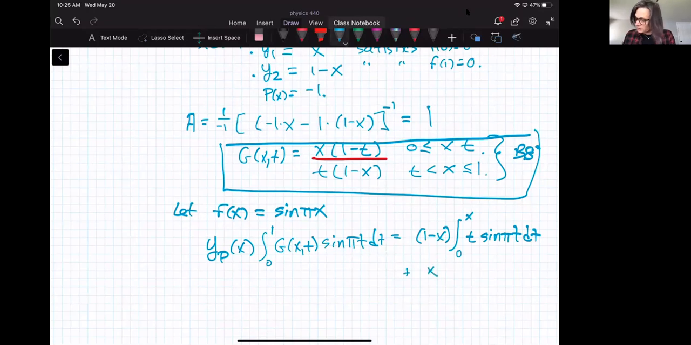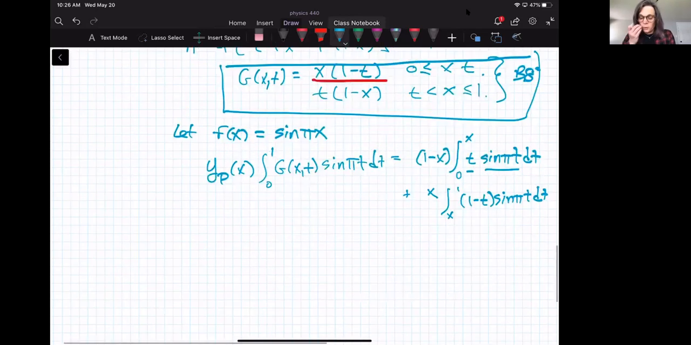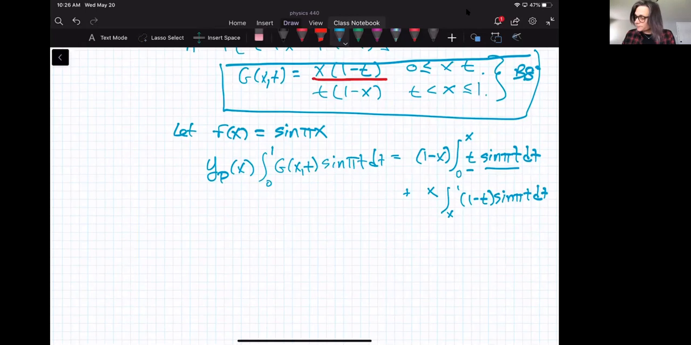Plus x now times the integral from x to 1 of 1 minus t sine pi t dt. Right? This is what our f of x is. This is our value of x that goes in the interval. And if you evaluate all of this, ultimately you get 1 over pi squared sine pi x.